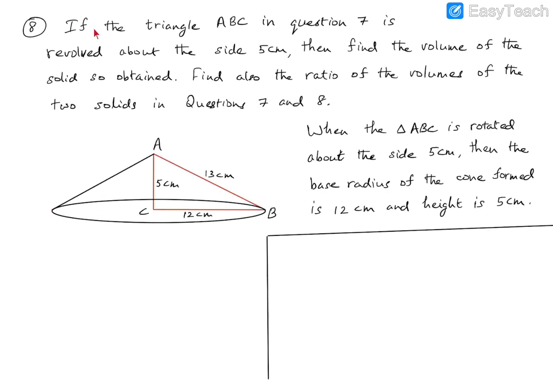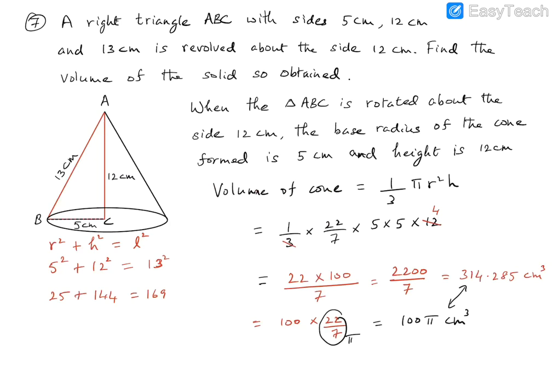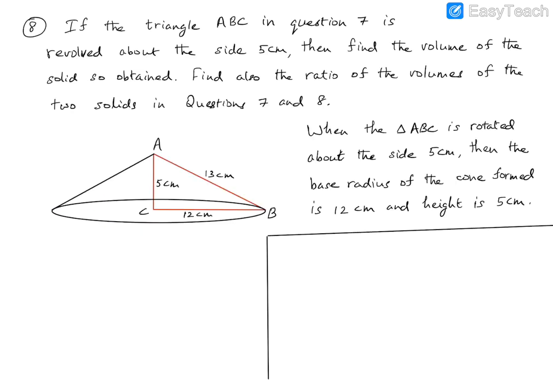In the next question, we are given the same triangle ABC as in the previous question, and this time the only difference is that the right triangle is revolved about the 5 centimeter side. So we have the same 5 centimeter and 12 centimeter sides as the two sides perpendicular to each other, and the hypotenuse is 13 centimeters. It is the same triangle that we had in the previous example, except that this triangle is rotated to the right by 90 degrees. So it is pushed to the right. So we have the 5 centimeter side as the height now. And when we rotate this triangle about the 5 centimeter side, we get a cone which has a base radius of 12 centimeters.